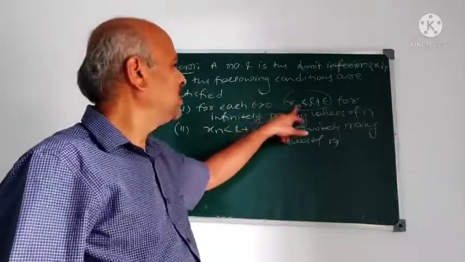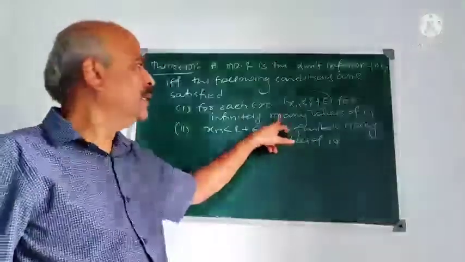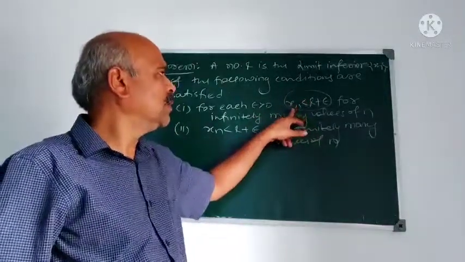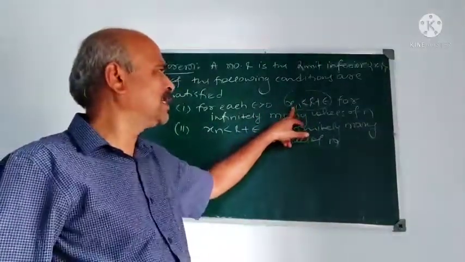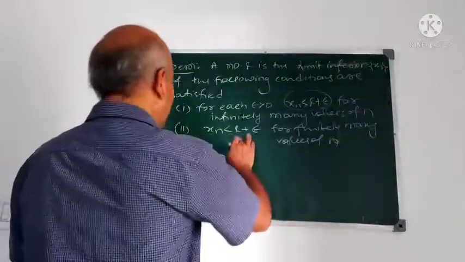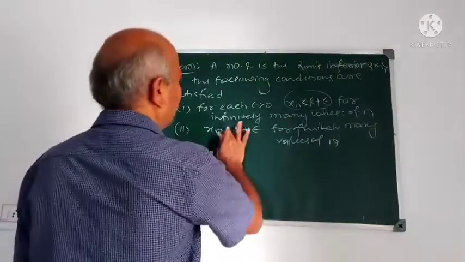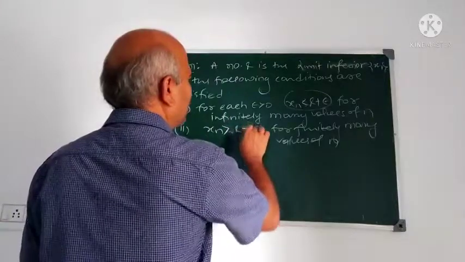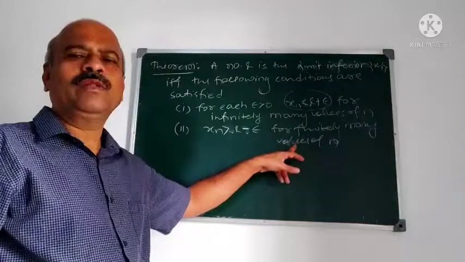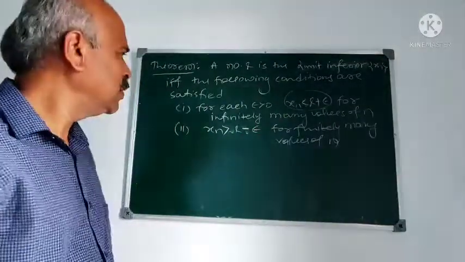Therefore, xn is less than L plus epsilon for infinitely many values of n. It is the smallest limit point, L. So, the terms of the sequence are like this: xn is less than L plus epsilon for infinitely many values of n, but xn is greater than L minus epsilon for finitely many values of n. These are the properties of limit inferior and limit superior.